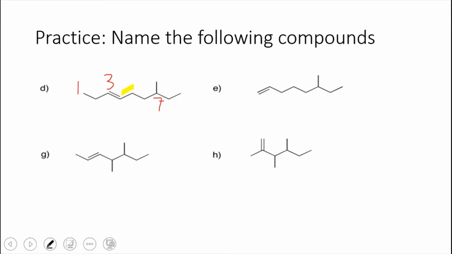And so we're going to call this main parent 3-nonene, but it has a methyl group at position 7, and it has a trans type of stereoisomer around the double bond. So we're going to call this trans-7-methyl-3-nonene.